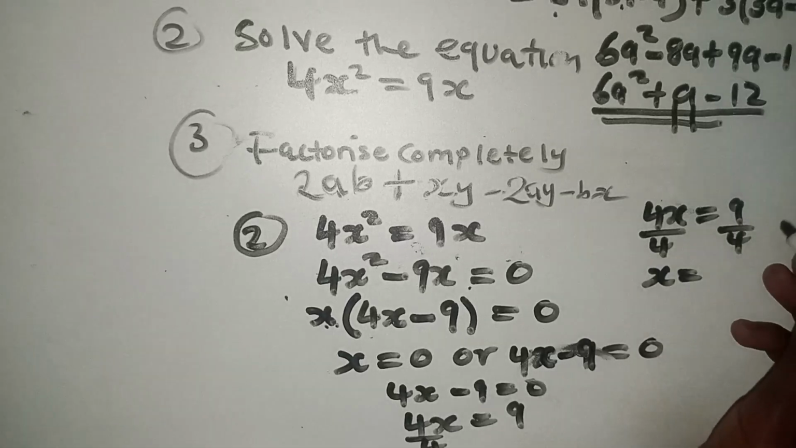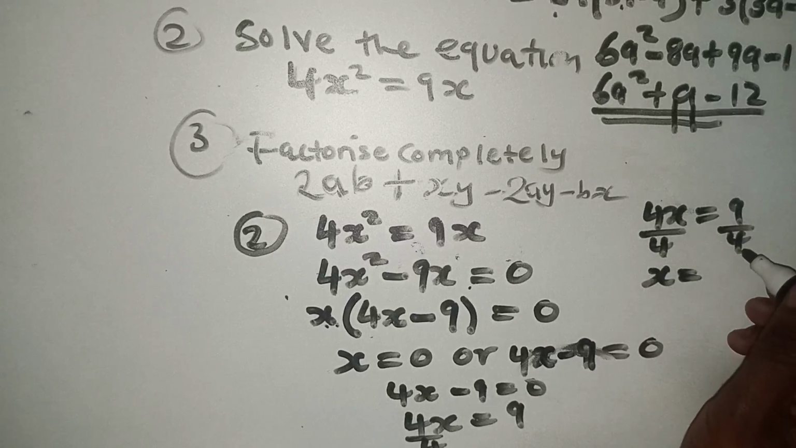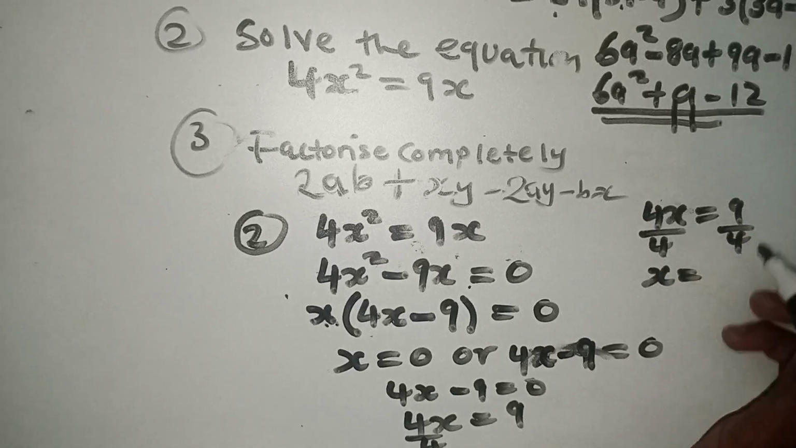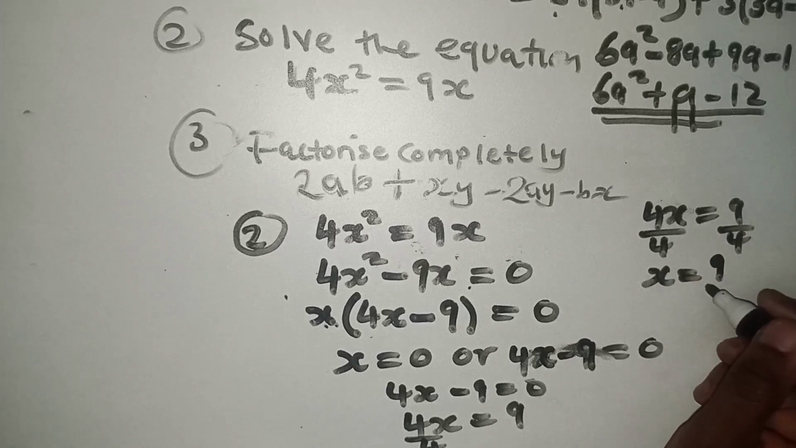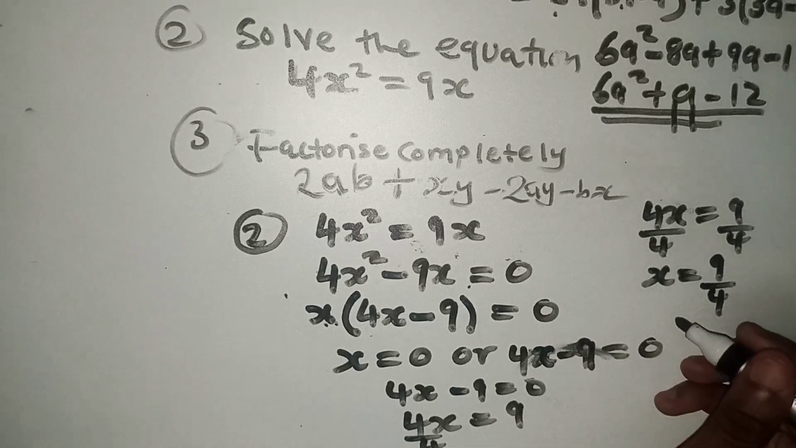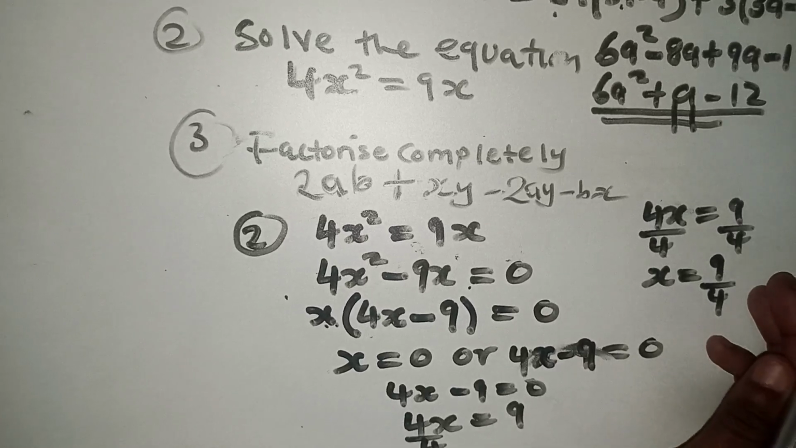If you want, I can come up with it. I can divide 4 into 9. Now, since in paper 1 you are not allowed to use calculators, you can just leave it here, 9 over 4. It's okay. They will still mark you. So meaning that you have solved for x.